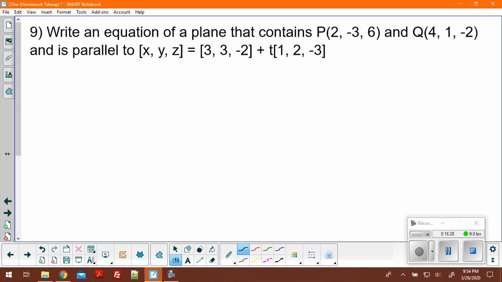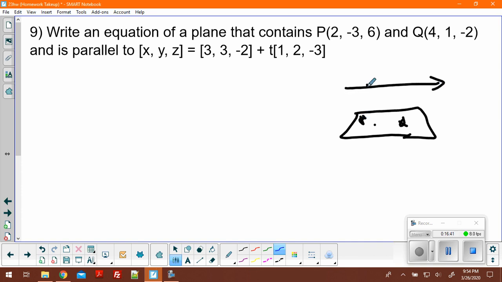Okay, so again, let's try to draw this out. Okay, I have some plane, I have point P and point Q, okay, and I have a parallel line up here with a point and a direction vector. Okay, so what do I need to create the equation of a plane? Okay, I need either the normal and a point, that would be for the scalar form, or I need 2 direction vectors and a point for the vector form.